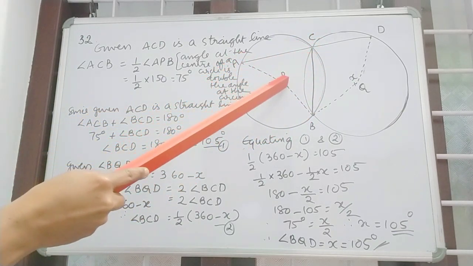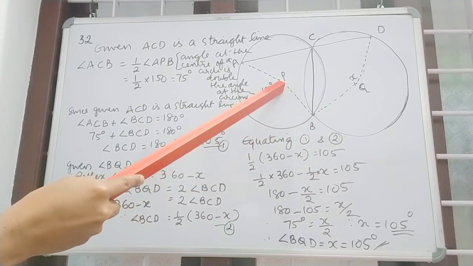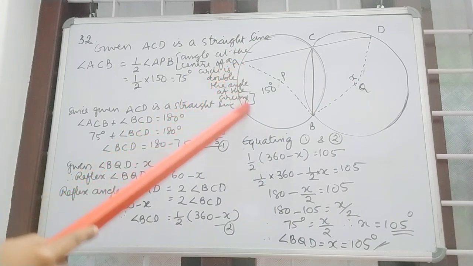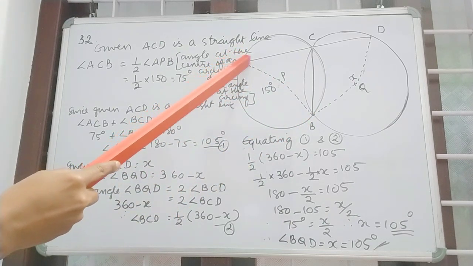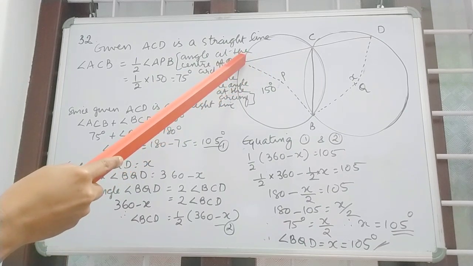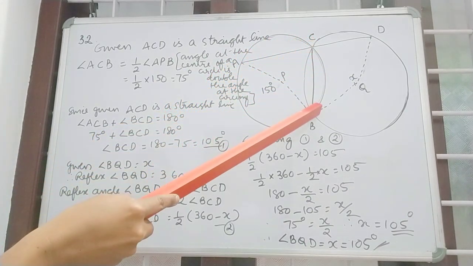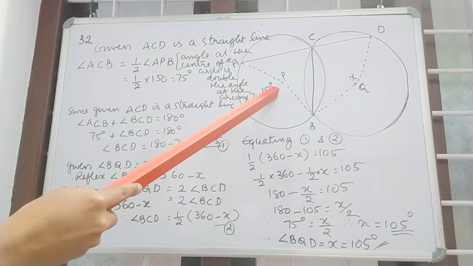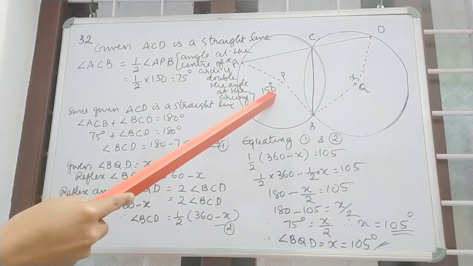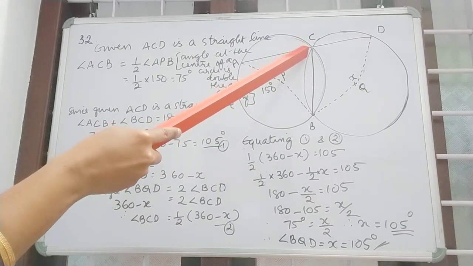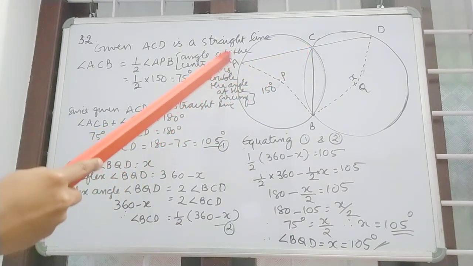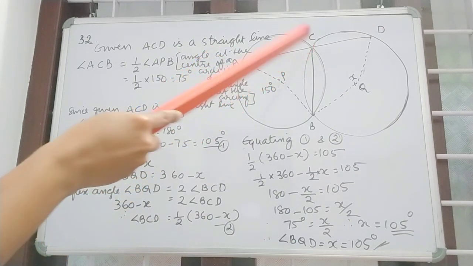Given that APB, this central angle, is 150 degrees, and AB is the same segment, what about angle ACB? It will be half of 150. So angle ACB will be half of this central angle, that is half of 150, which is equal to 75 degrees. That is, the angle at the center of the circle is double the angle at the circumference.